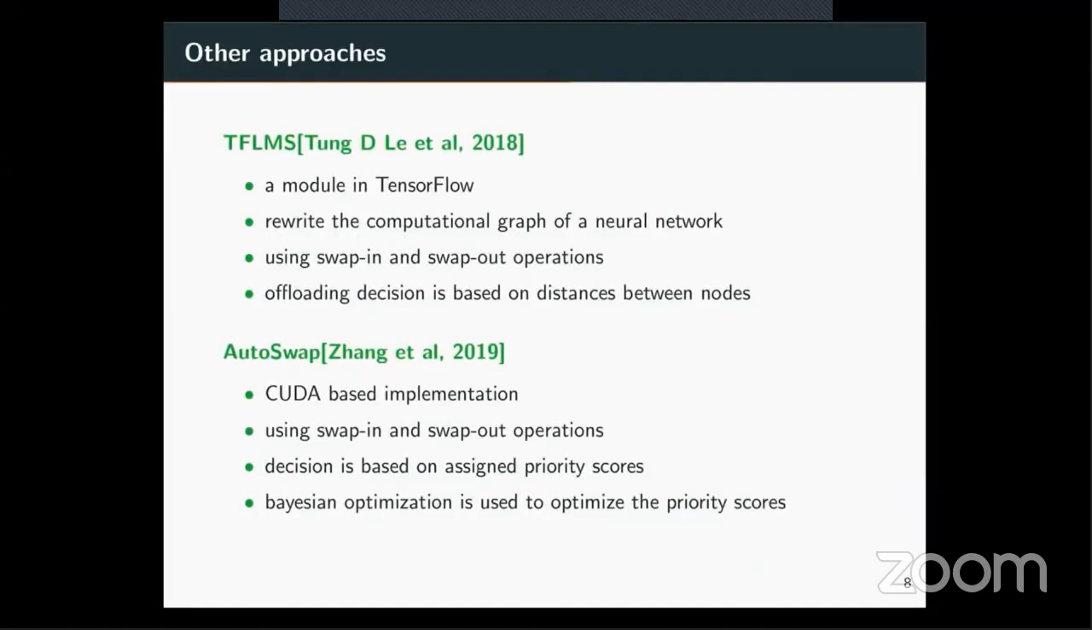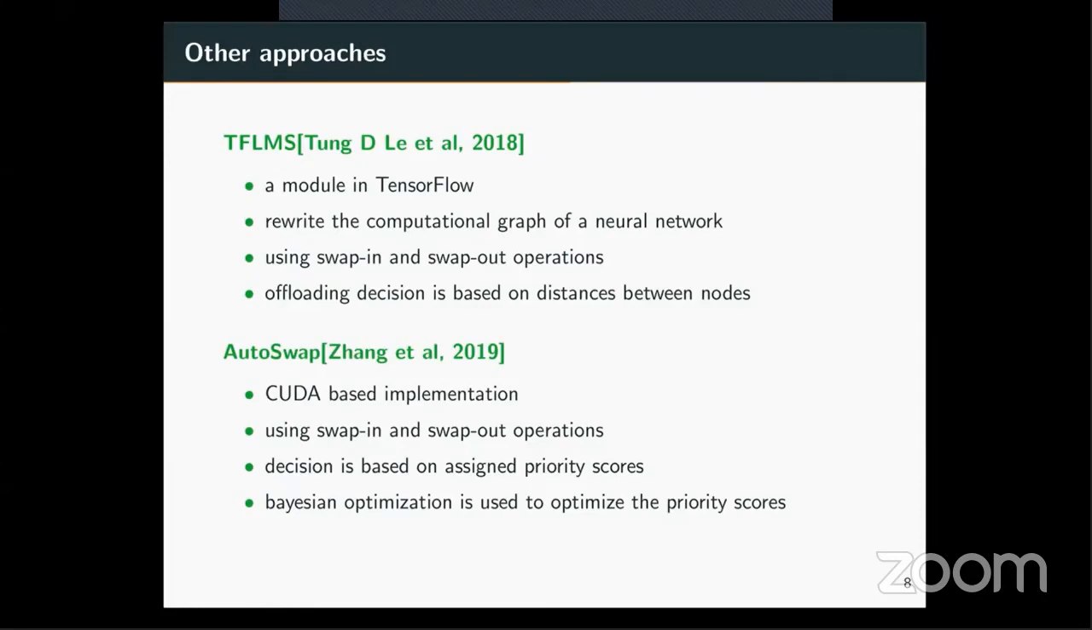There exist other implementations of offloading techniques such as TFLMS and AutoSwap. TFLMS is a TensorFlow-based module developed by people from IBM Research. In order to perform offloading and prefetching, they use two operations called swap out and swap in. They rewrite the computational graph of a neural network by adding these operations in the proper positions. The candidates for offloading are selected based on the distances between nodes.